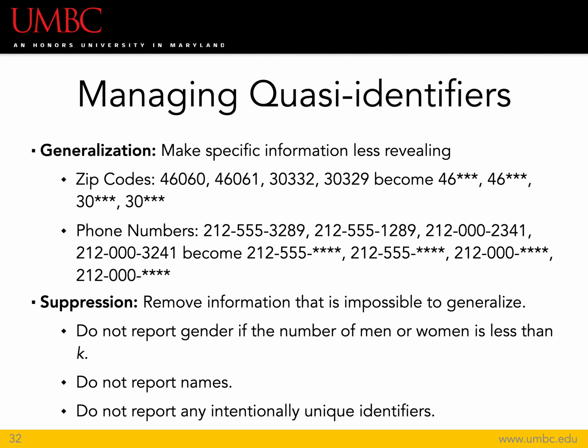Now, some pieces of data cannot be generalized, and we just have to remove them. We talk about this as suppression. So names are a good example. You can't easily generalize a list of names. It may not be possible to generalize something like gender, and it may actually be impossible for you to generalize other unique identifiers, nicknames, that sort of thing.